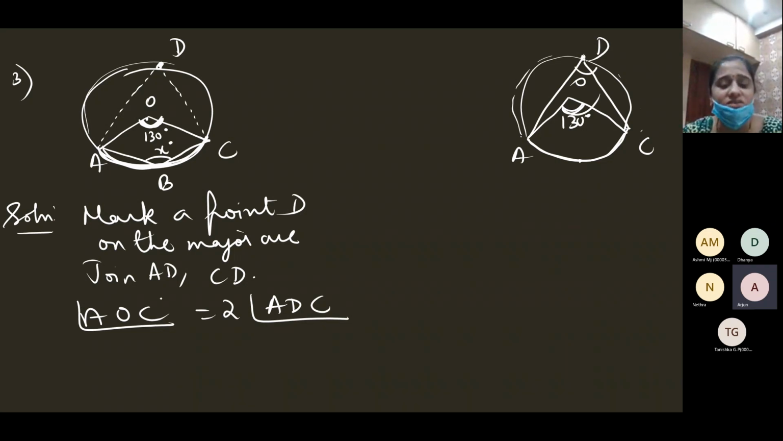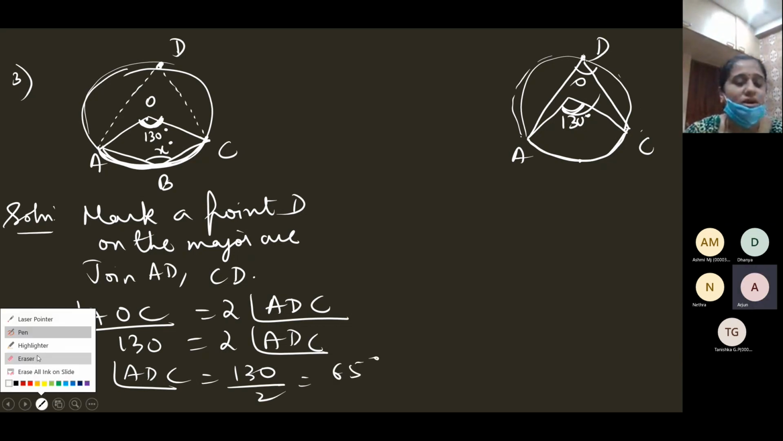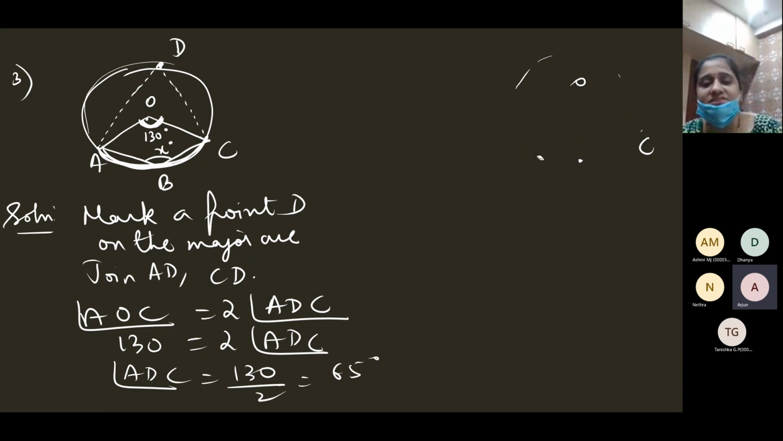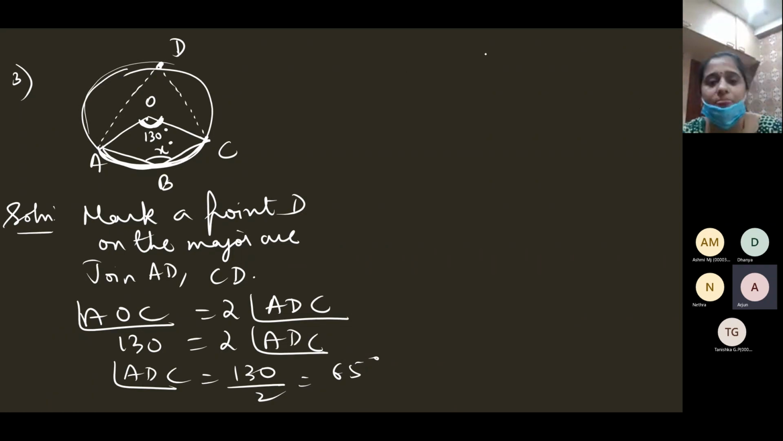The angle at the center is double the angle on the circumference. So 130 is equal to 2 times angle ADC. So angle ADC is equal to 130 by 2, which is 65 degrees. Now you can use the property of a cyclic quadrilateral. Which is a cyclic quadrilateral now? ADCB is a cyclic quadrilateral, so opposite angles are supplementary. We have another way of doing it. I'll tell you that also.